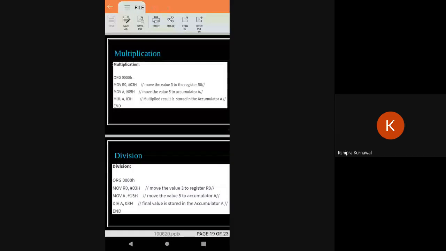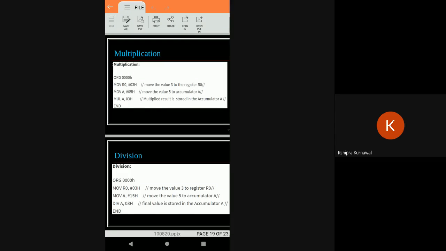Just try to build the algorithm as I explained for the earlier programs. The first step is 03 taken into R0. Now the data taken here is for division, so it should be divisible, a number that divides completely, so they took the digit #15. That is transferred into A. The #15H is hexadecimal data. So that is transferred into the accumulator.